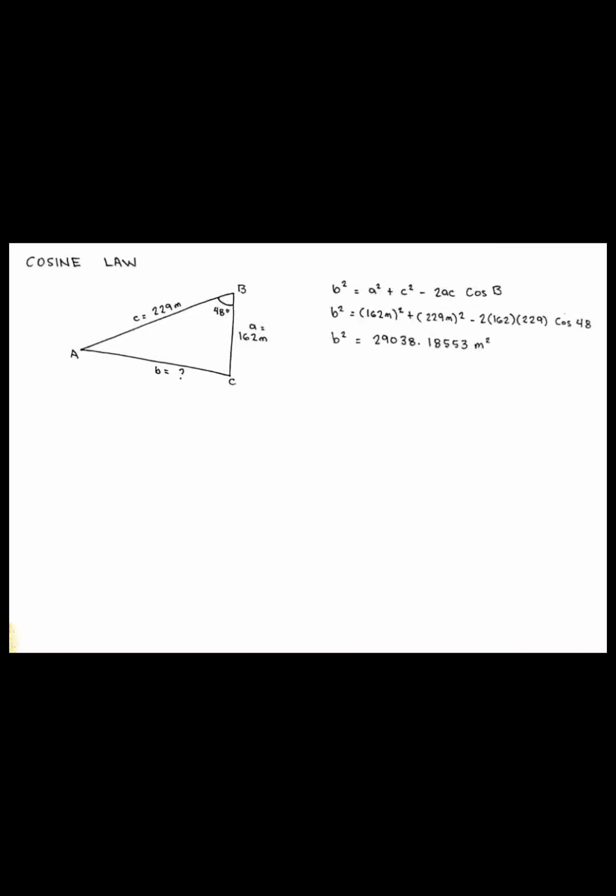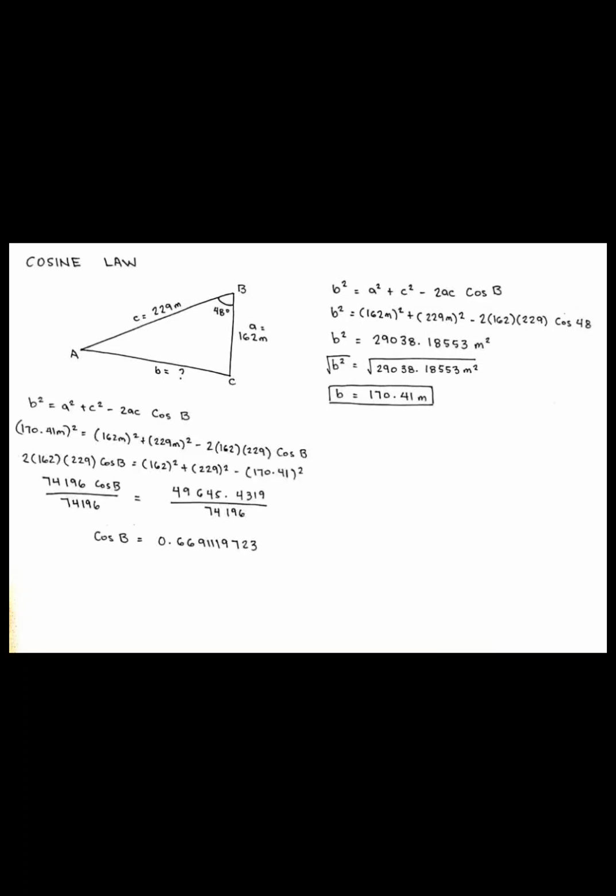Given the formula, we can finally solve by using the substitution process with side B as the unknown value. Since in the formula side B is squared, we will square root it to get the final answer. Once we have a final answer, we can check it via the same process and same formula. I hope you learned something from cosine law.